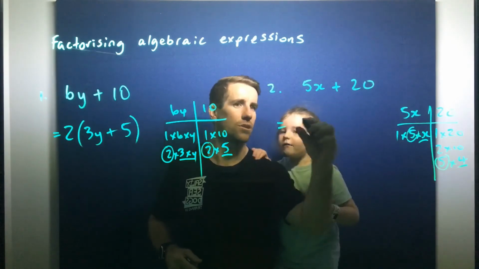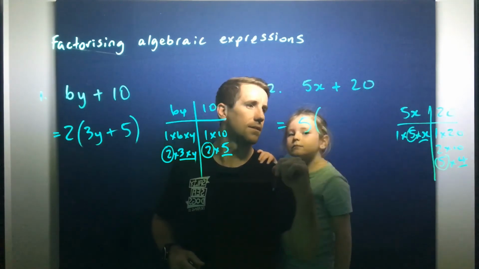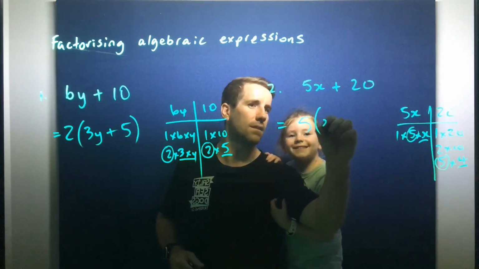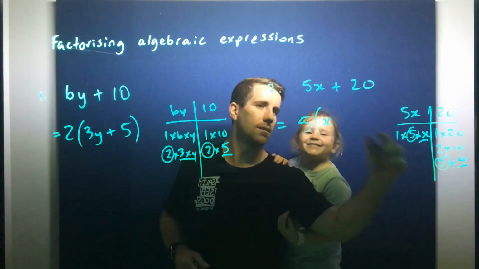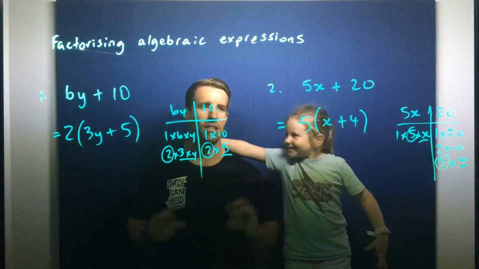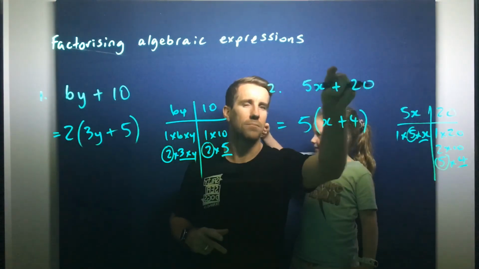Okay, so what's circled comes out the front, and inside, what have I got left on the left hand side, Imi? X. And what's left on the right hand side? 4. No, 4. And there's our factorised version again. Again guys, you can go and expand this to make sure you get back to here.